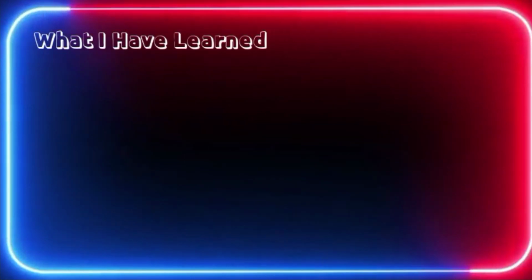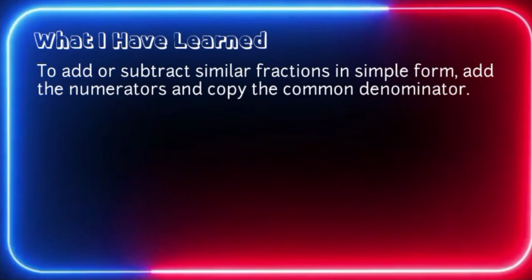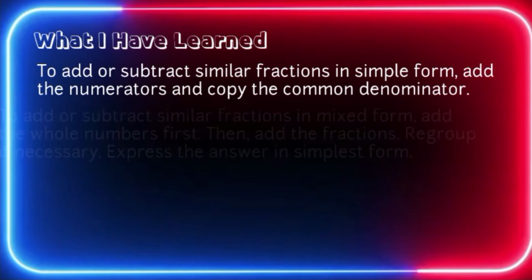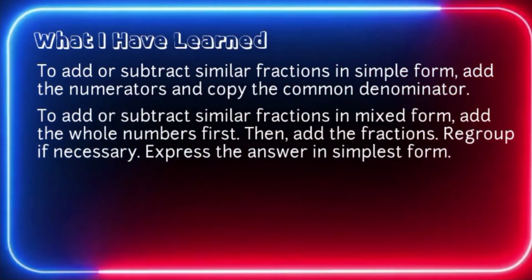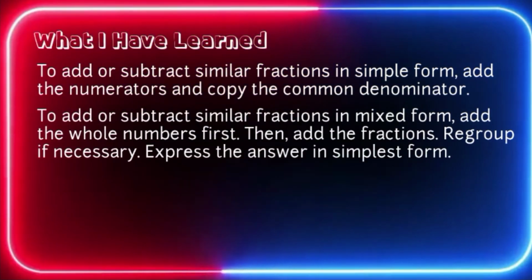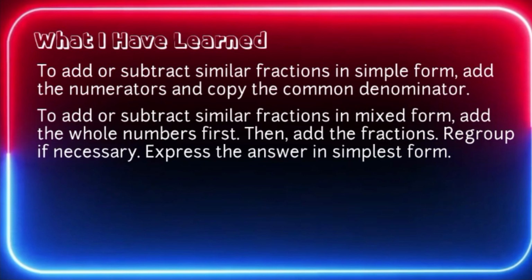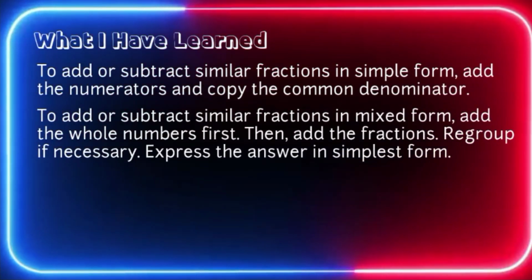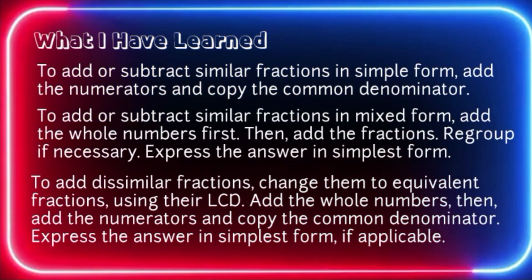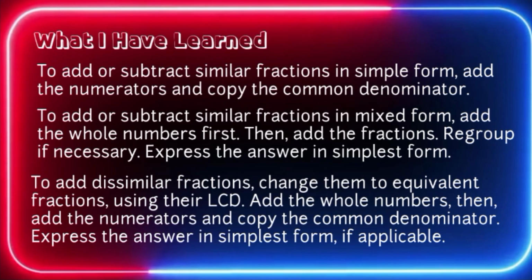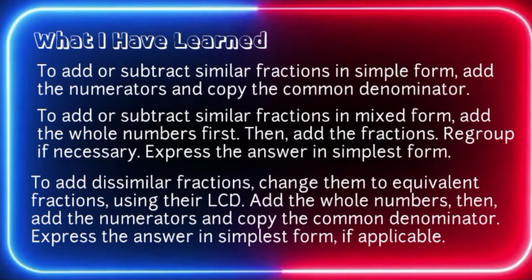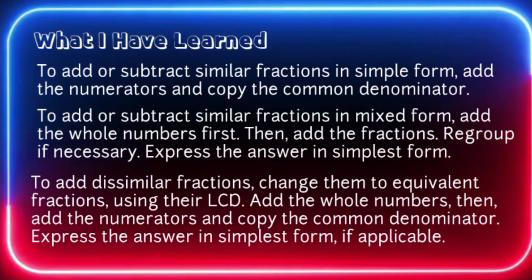Let us always remember to add or subtract similar fractions in simple form: add the numerators and copy the common denominator. To add or subtract similar fractions in mixed form, add the whole numbers first, then add the fractions. Regroup if necessary. Express the answer in simplest form. To add dissimilar fractions, change them to equivalent fractions using their LCD. Add the whole numbers, then add the numerators and copy the common denominator. Express the answer in simplest form if applicable.